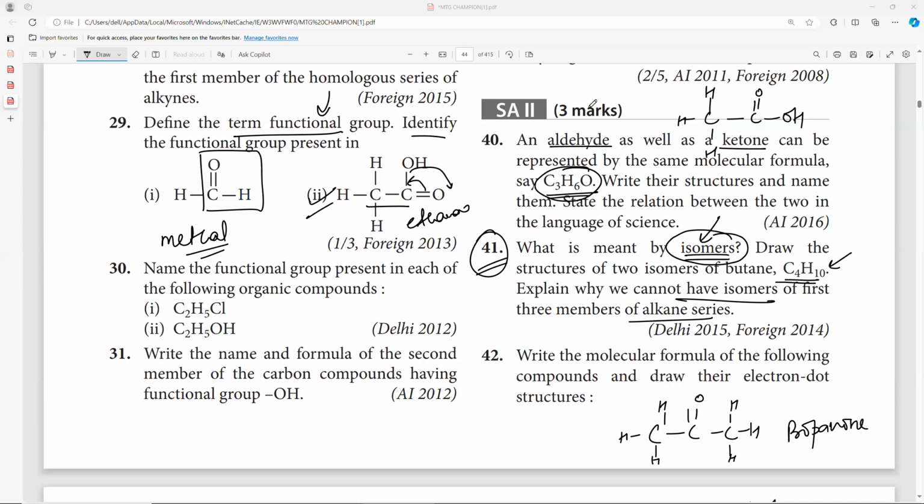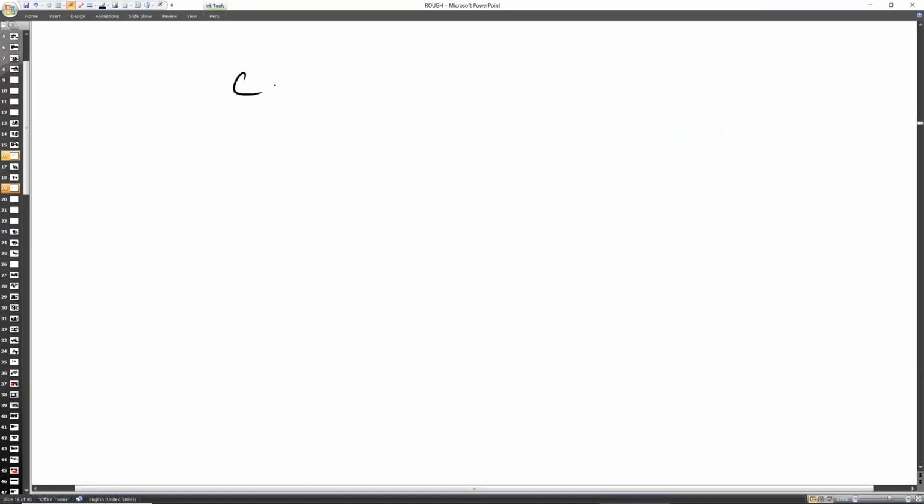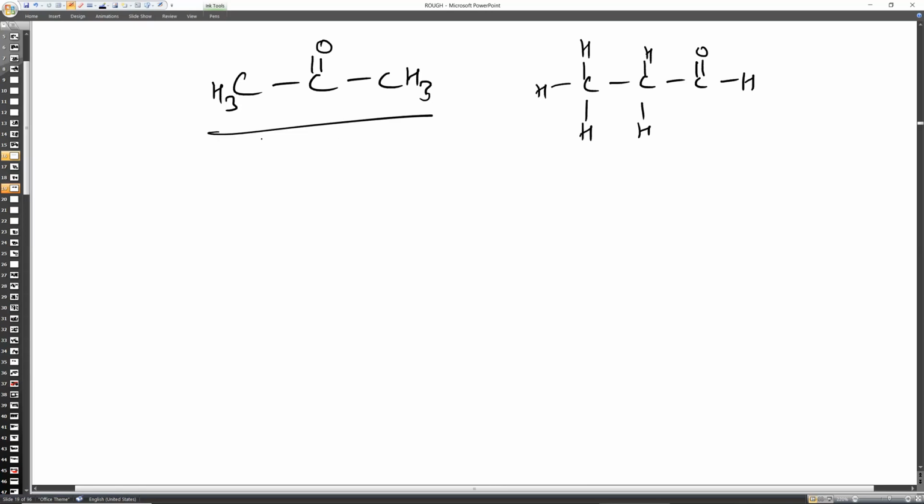So here you can see that it is possible if we are having less than 3 carbons. Functional isomerism is possible, you can check it. This is propanone, and this is propanal. They have two different functional groups. So these are two different compounds having different functional groups, so they both are functional isomers.